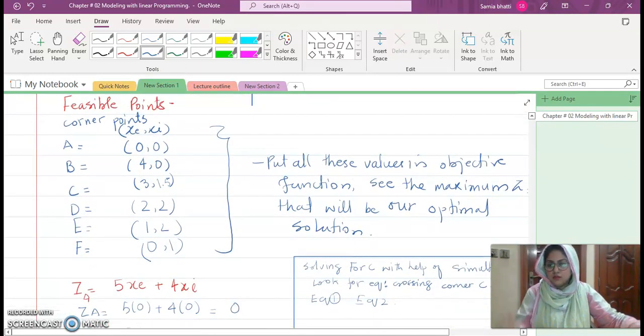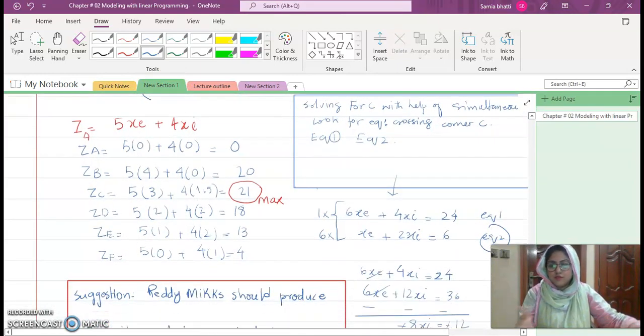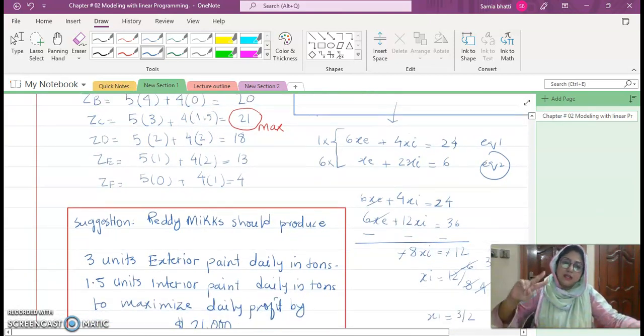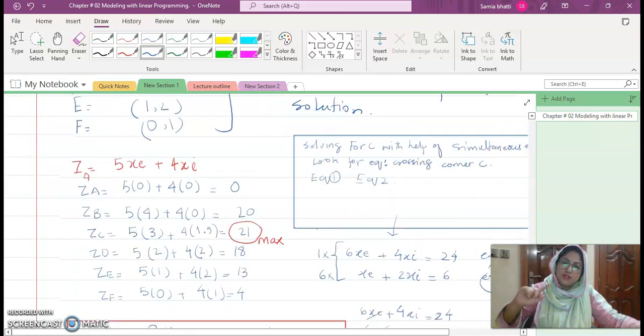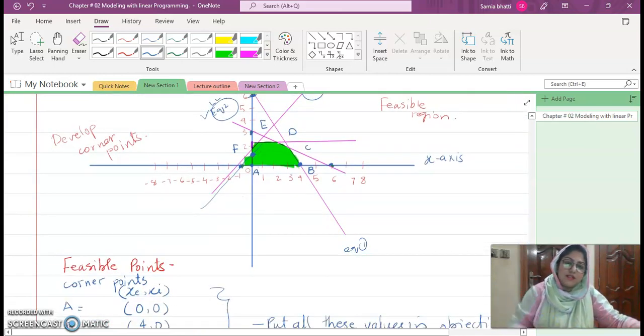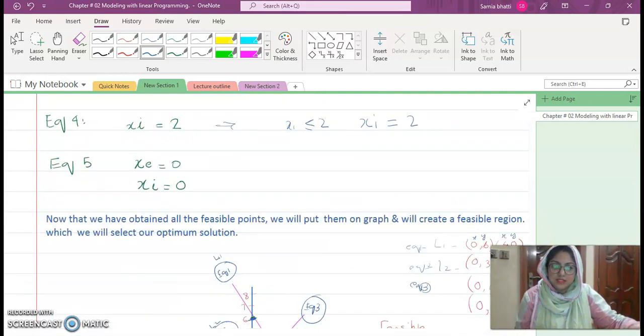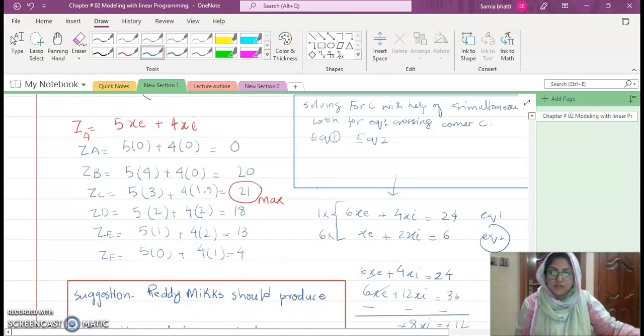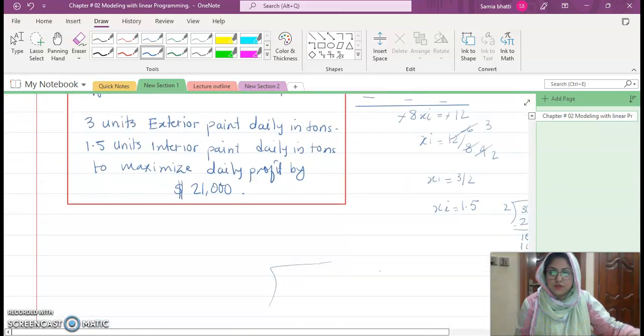For finding out the value of C, you have to solve it according to simultaneous equations. There are two lines that are crossing C. If you see on the screen, C has line 1 crossing and line 2, which are equation number 2 and equation number 1. We will take both of the equations and solve them as simultaneous equations. So the value of C that we get is 1.5.